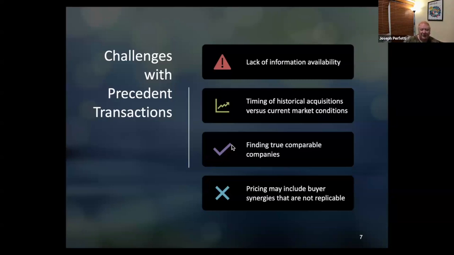So again, the problems with precedent transactions: we're starting to get into lack of information availability. Timing might matter. If you bought something in a recession versus a boom market, you might have different prices. Finding comparables is an issue. And synergies could play a role.